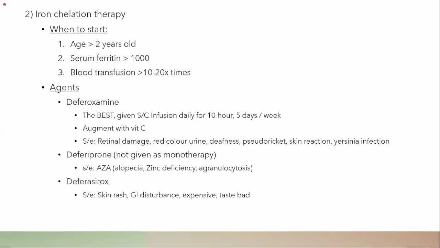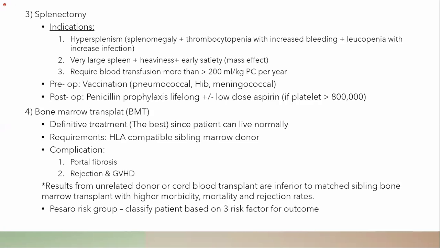So for the agents for iron chelation, we can give deferoxamine, which is the best, and we have to beware of the side effects of each of the agents. So I think you can just read it. And the oral preparations, like deferiprone and deferasirox, are also available. But deferiprone we should not give as monotherapy.